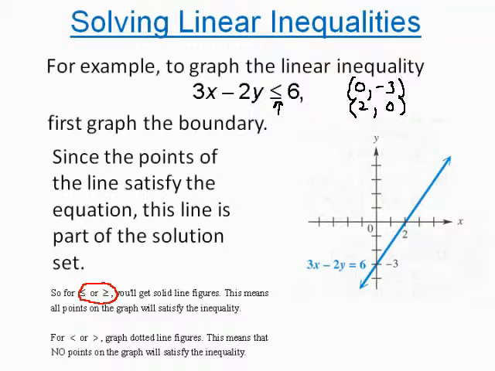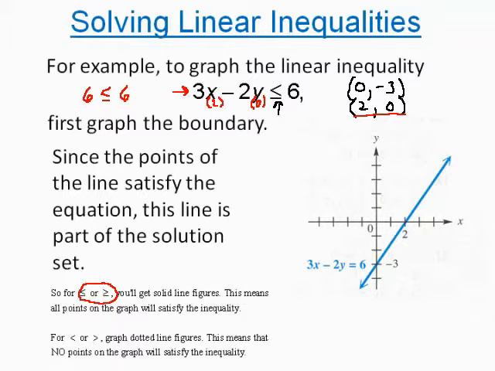So for example, if I took this point 2, 0 up top here and plugged it into this inequality, x would be 2, y would be 0 here, we would get the inequality 6 is less than or equal to 6, which is true. So any point we pick on that line will satisfy this inequality here.